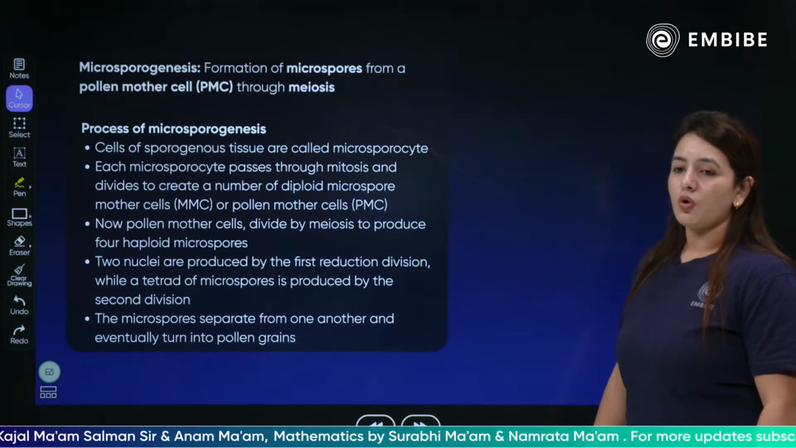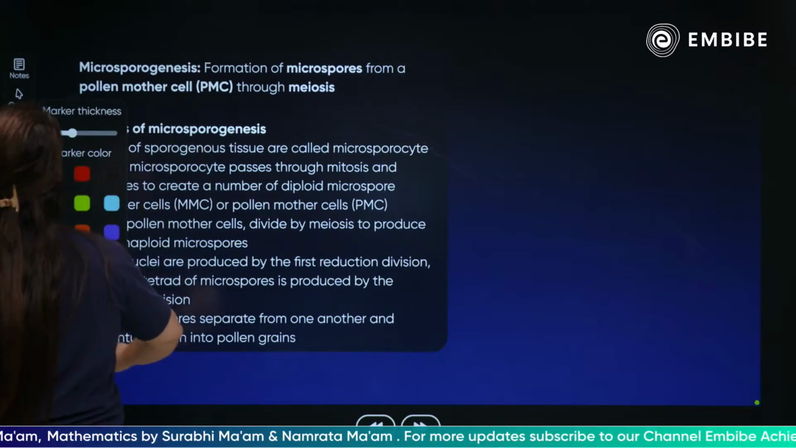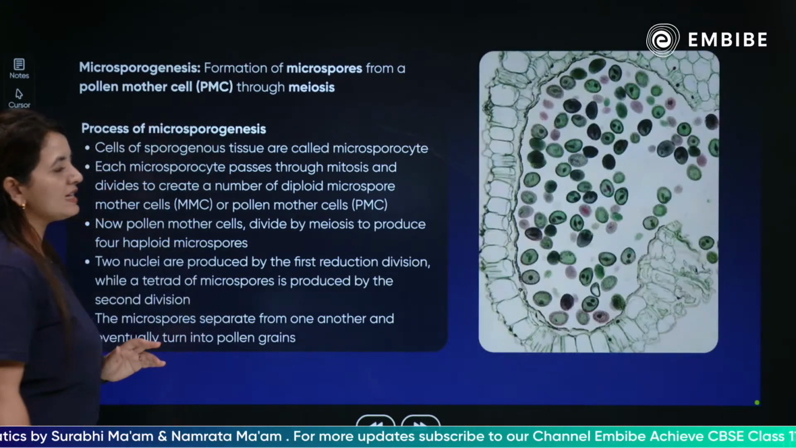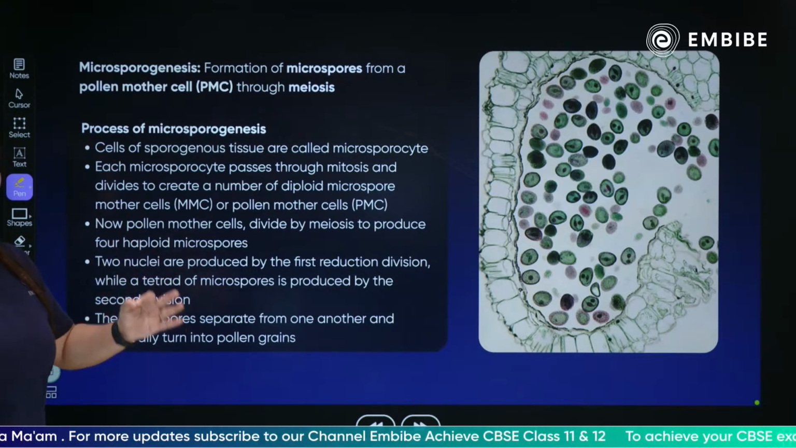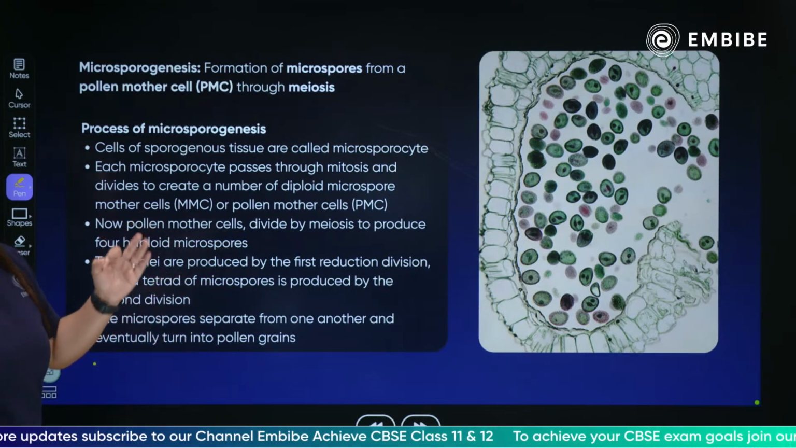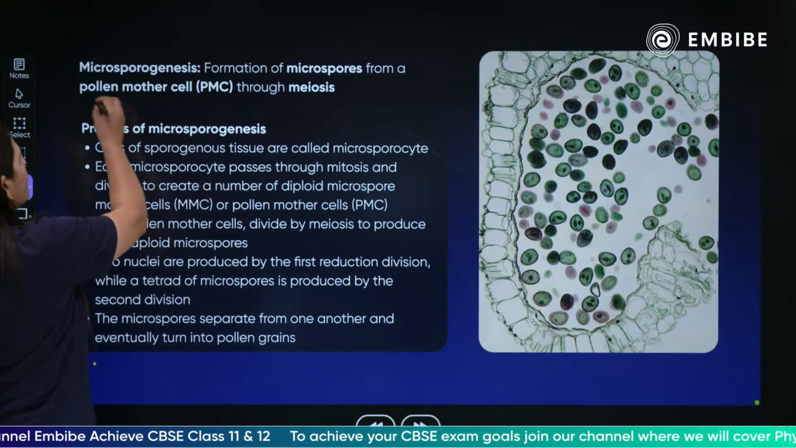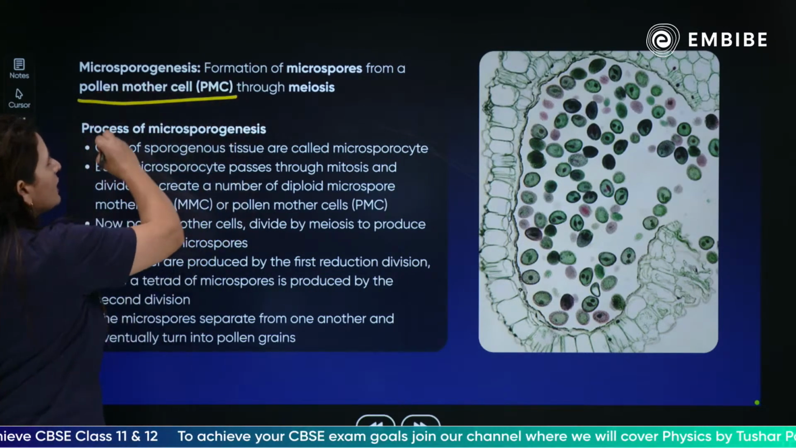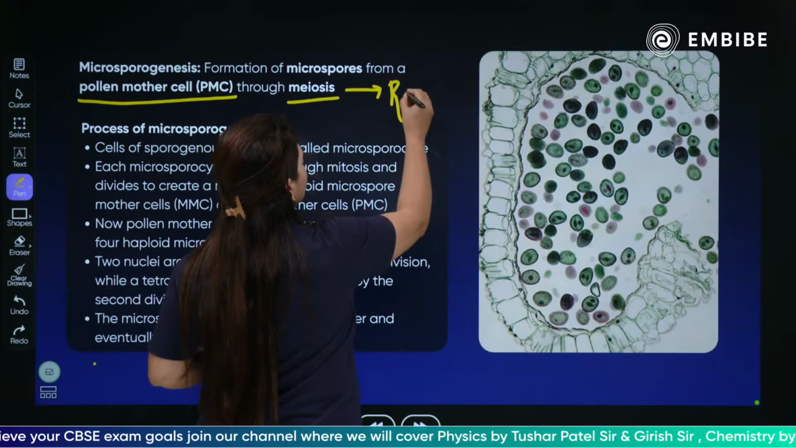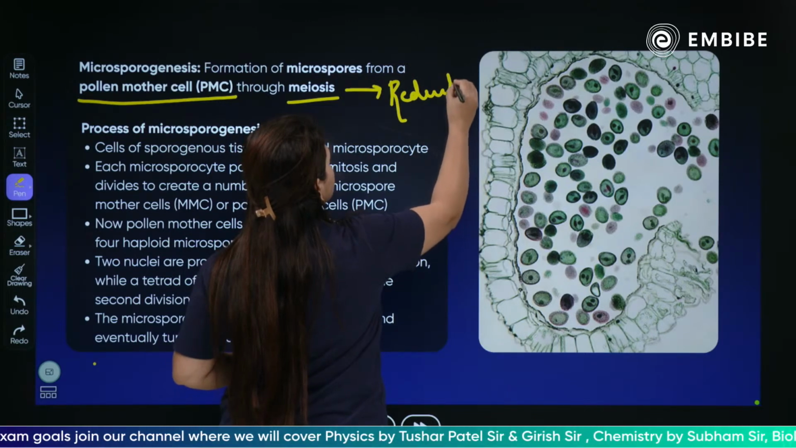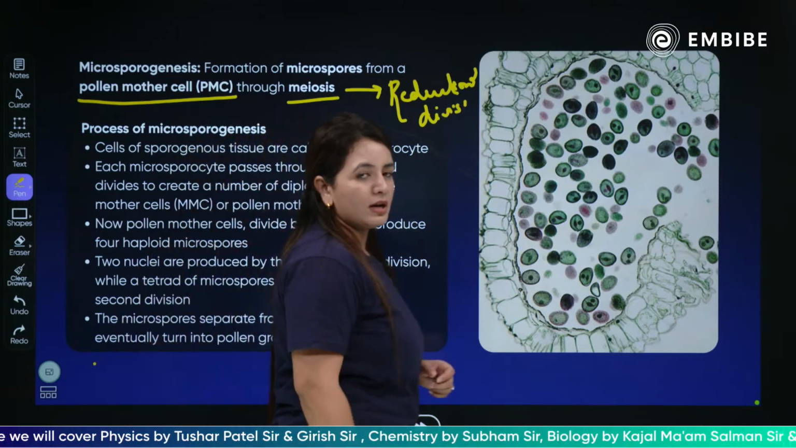Next. Whoa, this is the most important topic. Children, please listen to this carefully. Talking about microsporogenesis. What is microsporogenesis? Microsporogenesis is the formation of microspores from the PMC, the pollen mother cells, through meiosis. And you know meiosis is a reductional division. Okay, PMC is the pollen mother cell.